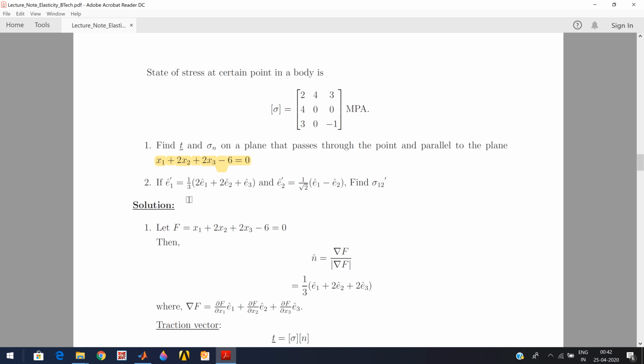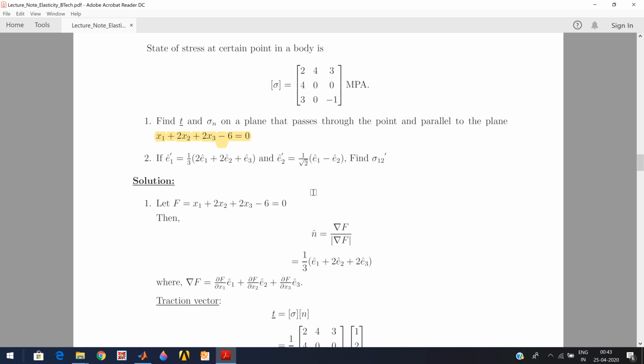And then later on we also want to find out what happens if we change the basis vector. So this sigma is defined using basis vector ei. So now if I have a prime basis vector, prime system, then how will these sigma 1 2 components look like, 1 2 prime will look like. So that's the next part, the second part.